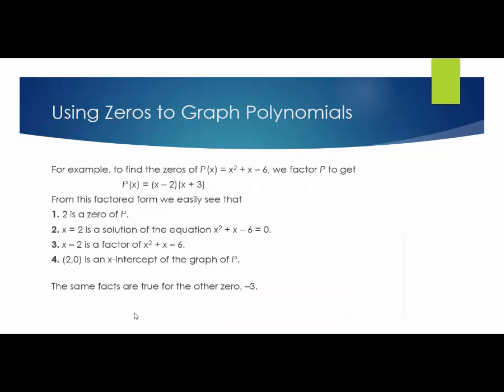Let me show you that with an example. To find the zeros of x squared plus x minus 6, I can factor to see what the factors are. From this factored form, we can easily see, if we were to set this equal to 0, we get an x value of 2 and an x value of negative 3. That means for this solution, 2 is a zero of p. x equals 2 is the solution of this equation, x minus 2 is a factor, and I could also say 2 comma 0 is an x-intercept of the graph. And those same facts hold true for our other zero, negative 3. So all different ways of saying the same thing.